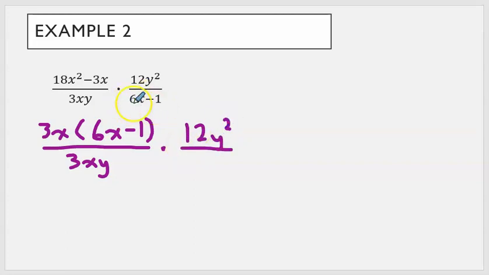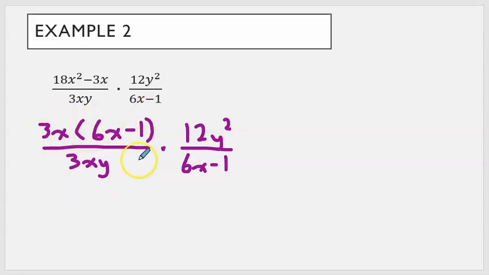The bottom denominator, the right side denominator, does have 2 terms, but I don't see anything that factors here. So I'm just going to leave that as 6x minus 1. So not everything will factor. That's okay. Now that the factoring is done, we're going to look for common factors that match in both the numerators and denominators.